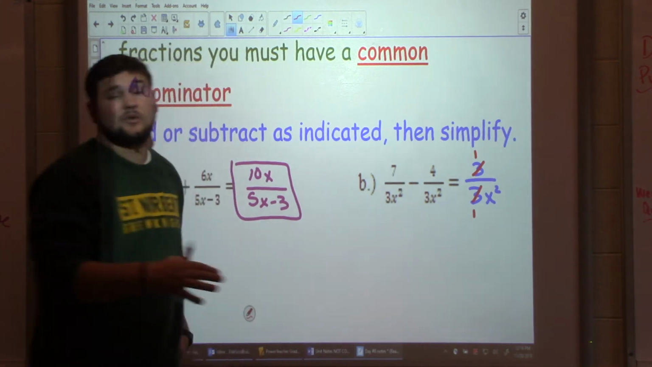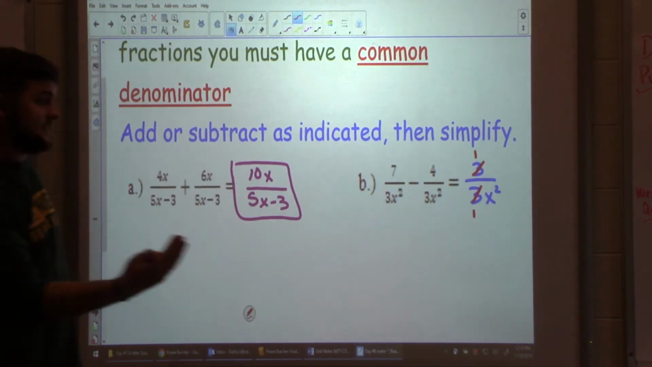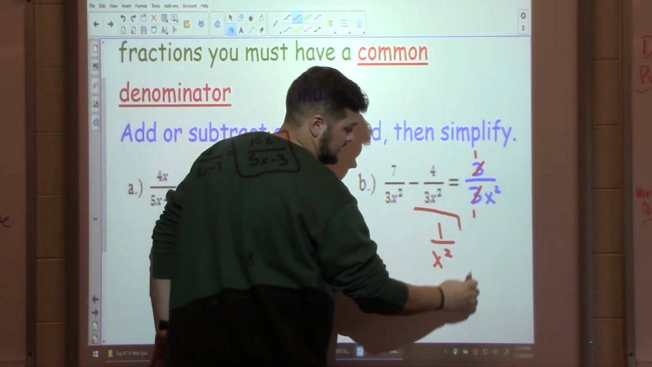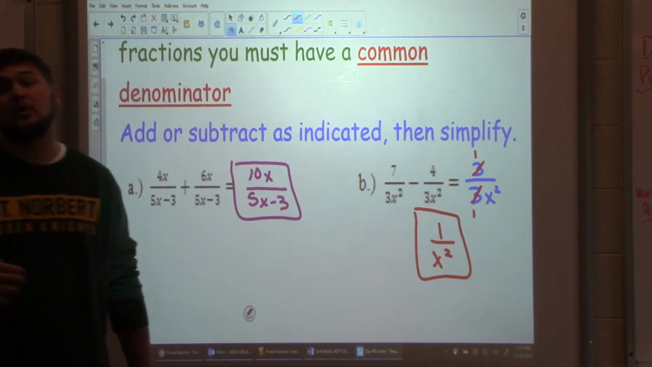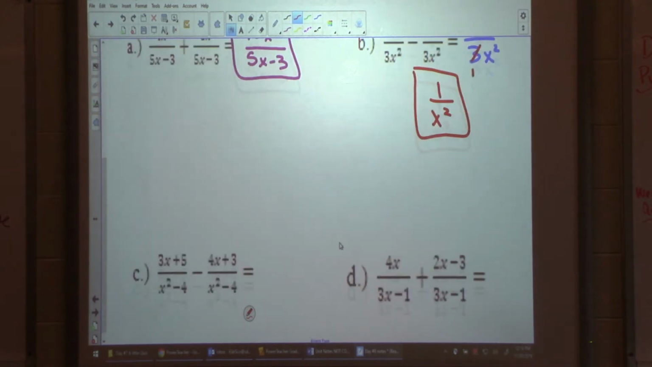Now remember, it leaves a 1 technically. It doesn't just become x squared. That x squared does not jump up to the numerator magically. It stays in the denominator, and becomes 1 over x squared. Or you put 1 over 1x squared if you'd like. Alright, any questions so far? Okay, let's keep trying.